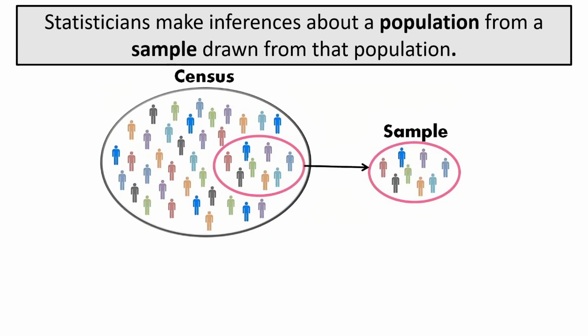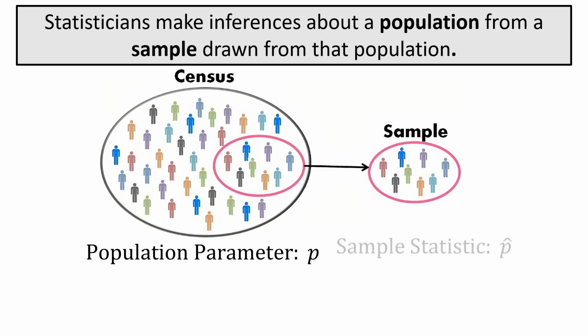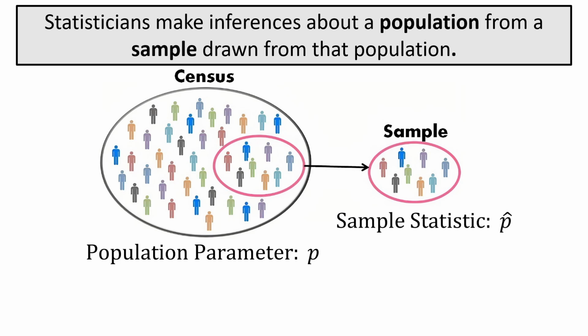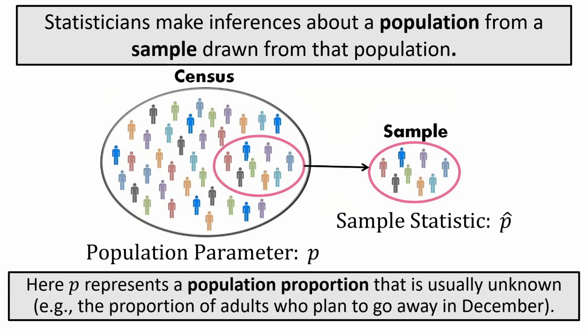And so let's just look at the big picture. Remember that statisticians make inferences about populations by drawing a sample from that population. So in this case, the population has a population parameter P, the proportion of adults who will go away during the December vacation. The sample will give us a sample statistic P hat, which is an estimate of the population parameter. So that's the big picture.